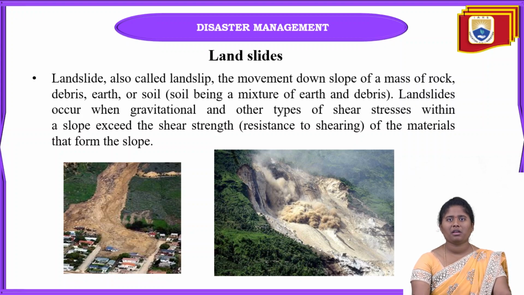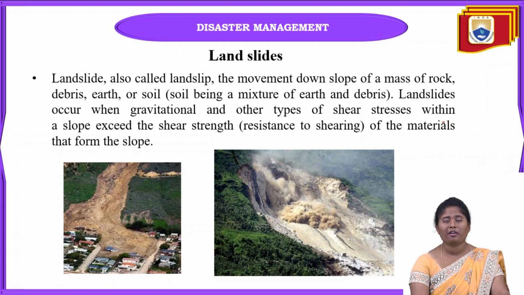When any disaster is going to happen, there will be movement in the slope of a mass of rock, debris, earth or soil. These landslides occur when gravitational and other types of shear stresses within the slope exceed the shear strength of the materials that form the slope.